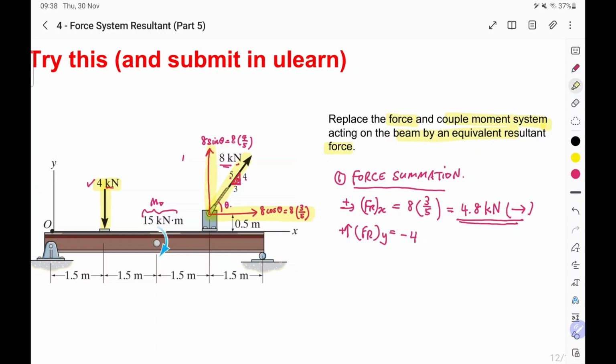This 8 sin theta, ataupun 8 darab dengan 4/5, it's pointed upward. So it will become positive 8 kali 4/5. So tak ada lagi benda forces in the y direction. So you sum it up. Using your calculator, you will get a value of 2.4 kilonewton. Since the magnitude of the resultant force is positive, it means that the resultant force in the y direction is pointed upward. Okay, so you dah dapat the resultant force in the y direction.